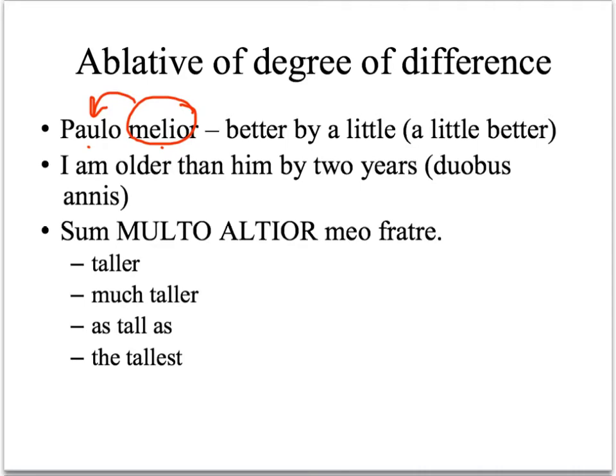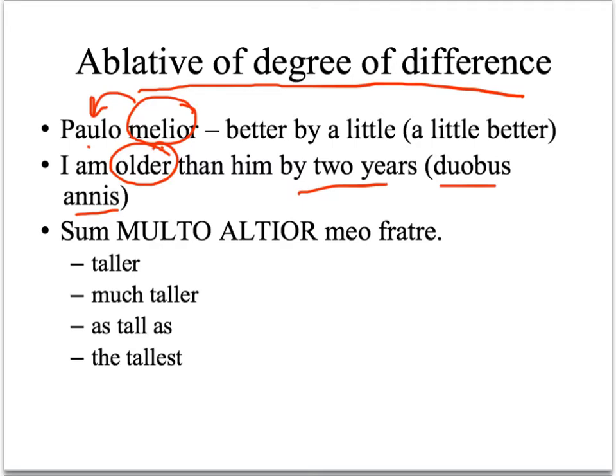In this phrase, I am older than him by 2 years. Older is the comparative adjective that we would expect to see when comparing two things. And then by 2 years tells how much older, and that would be in the ablative. That's why it's called the ablative of degree of difference. Let's take a peek at this test question.